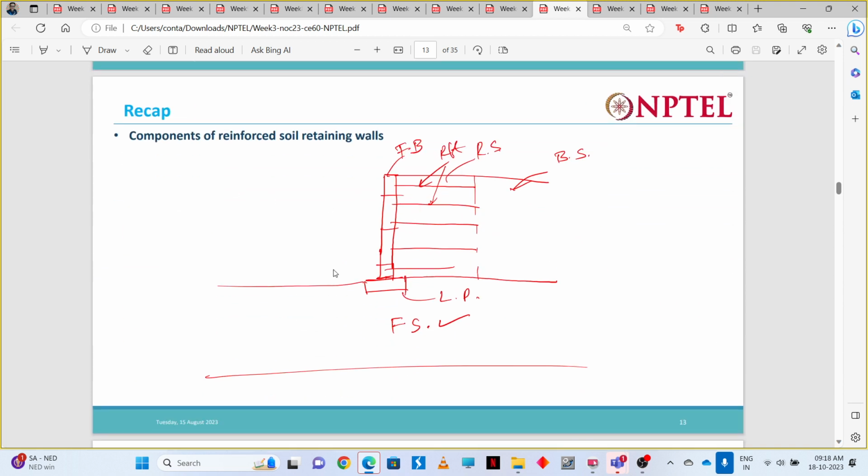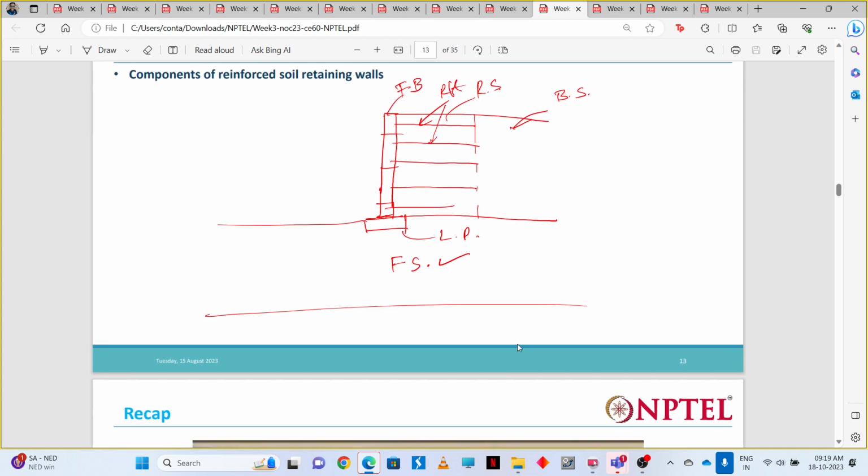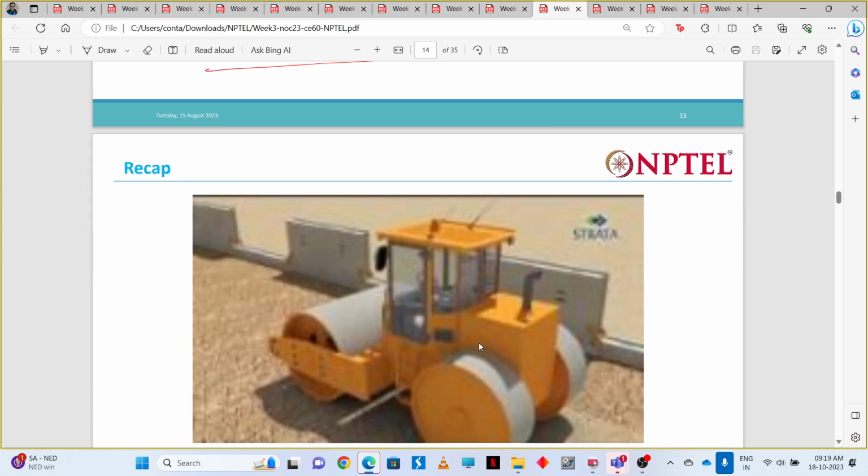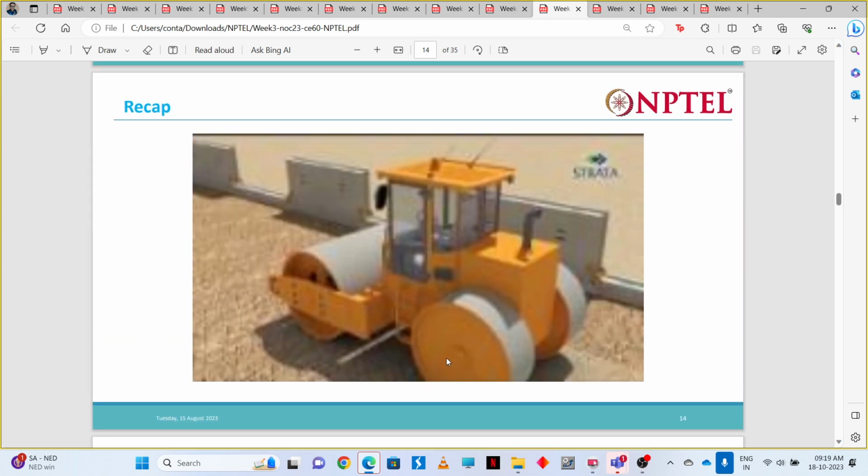So what are the main components of a reinforced wall? We have the facing blocks, the reinforcement, the reinforced soil, the backfill soil, the leveling pad, and the foundation soil. So we saw this video where they showed how to construct a reinforced soil wall from start to end.